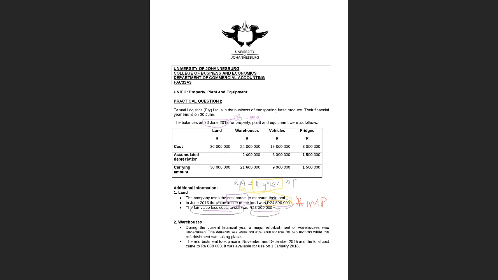How do you then calculate impairment? Impairment is equal to my carrying value minus my recoverable amount. Correct. Good. What is the carrying value of the land? Remember, they gave me the amount, it's 30 million. There is no depreciation for land, so the carrying value at the beginning of the year is going to be the same carrying value at the end of the year. So the carrying value of my land is this 30 million. And the recoverable amount we said is the 24.5 million.